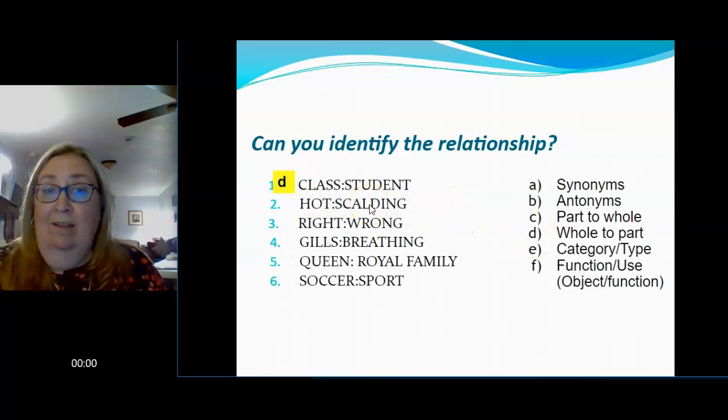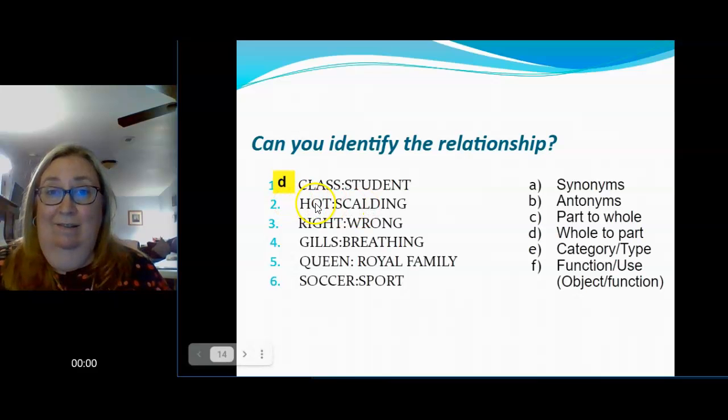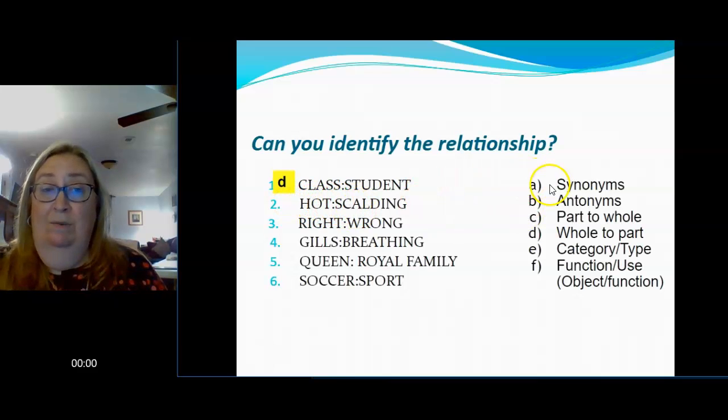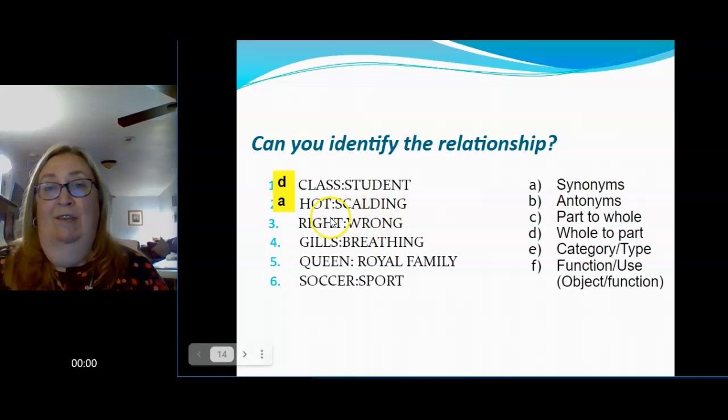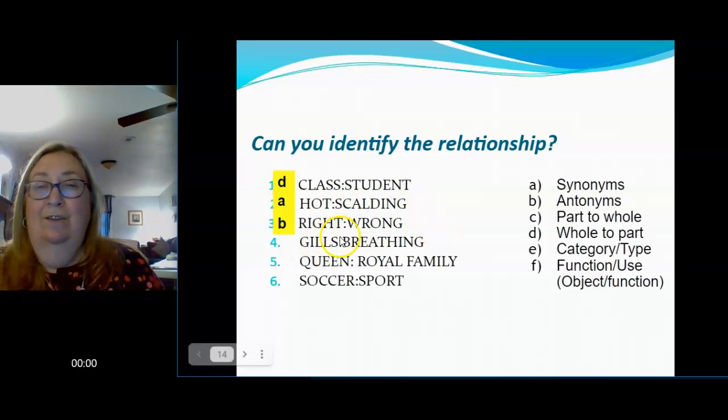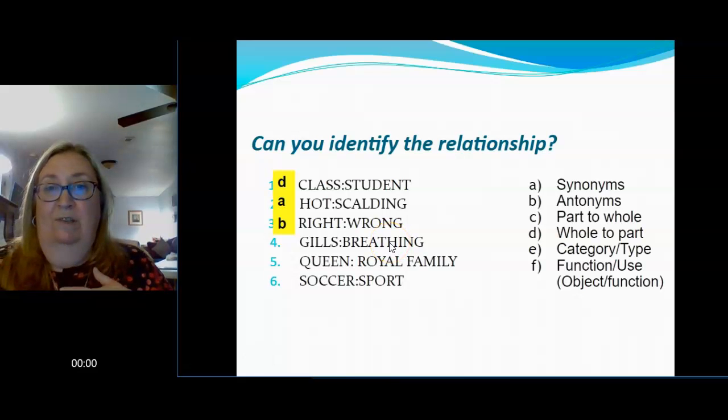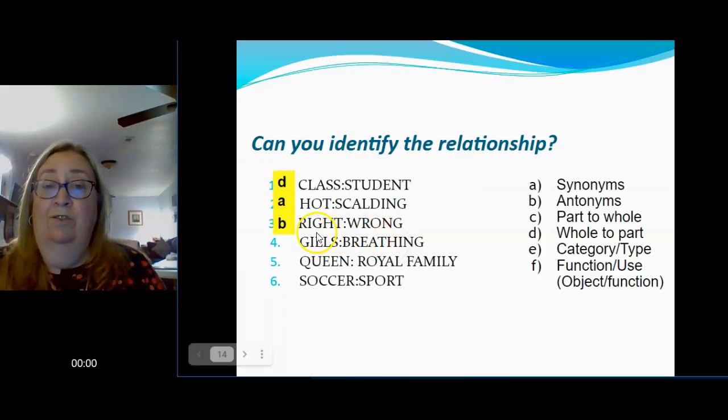Hot and scalding. If the water is hot, it's the same as being scalding. So what's the word over here that means the same as? It's a synonym, A. Right is to wrong. Well, we know that these are opposites, so that would be B, antonyms. Gills and breathing. Well, we don't have gills, we use lungs for breathing, but a fish uses gills for breathing. So we use gills for breathing, which makes it function or use.